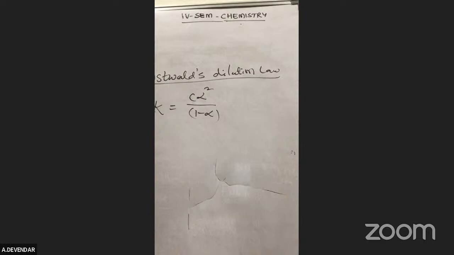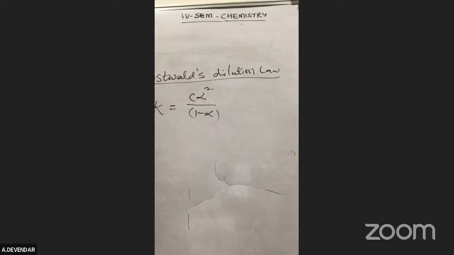Next, we have the organic part, with only three chapters. If you concentrate on these three chapters: nitro compounds, meaning the preparation of all nitroalkanes and nitrobenzenes. Next, amines.